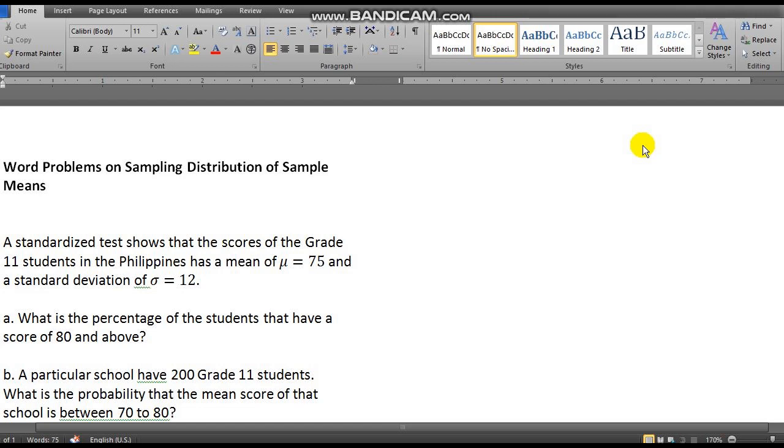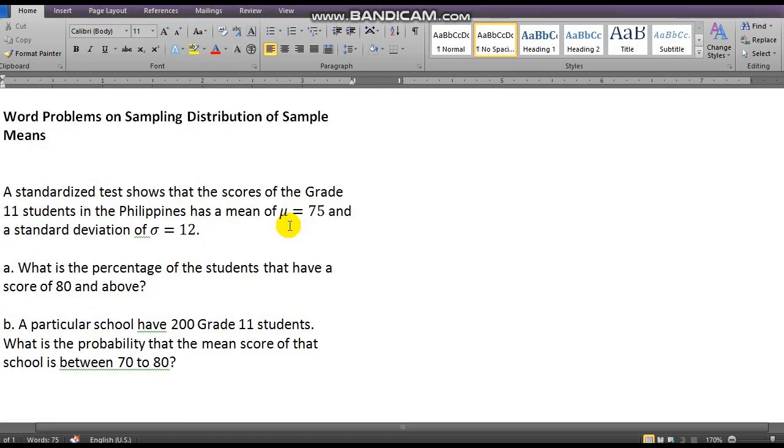Remember that in analyzing word problems involving sampling distribution of sample means, the central limit theorem assures us that the sampling distribution of sample means has a normal distribution. Thus, we can use the normal distribution to analyze the data without the need to check if the data itself is normally distributed. So let's use the normal distribution to check this particular problem here.